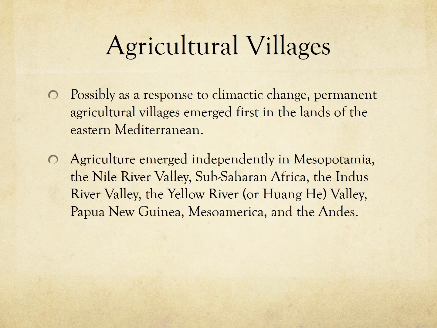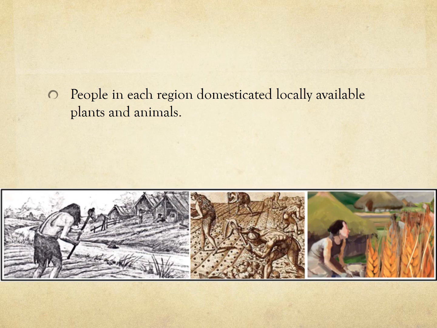You're looking at agriculture emerging independently in Mesopotamia, the Nile River Valley, Sub-Saharan Africa, the Indus River Valley, the Yellow River or Huanghe River Valley, Papua New Guinea, Mesoamerica, and the Andes. We don't know why they developed independently, where they developed, all at the same time, essentially. In the grand scheme of things, they really did develop at about the same time. Even if it's 500 or 1,000 years difference, it really is about the same time. People in each region domesticated locally available plants and animals.